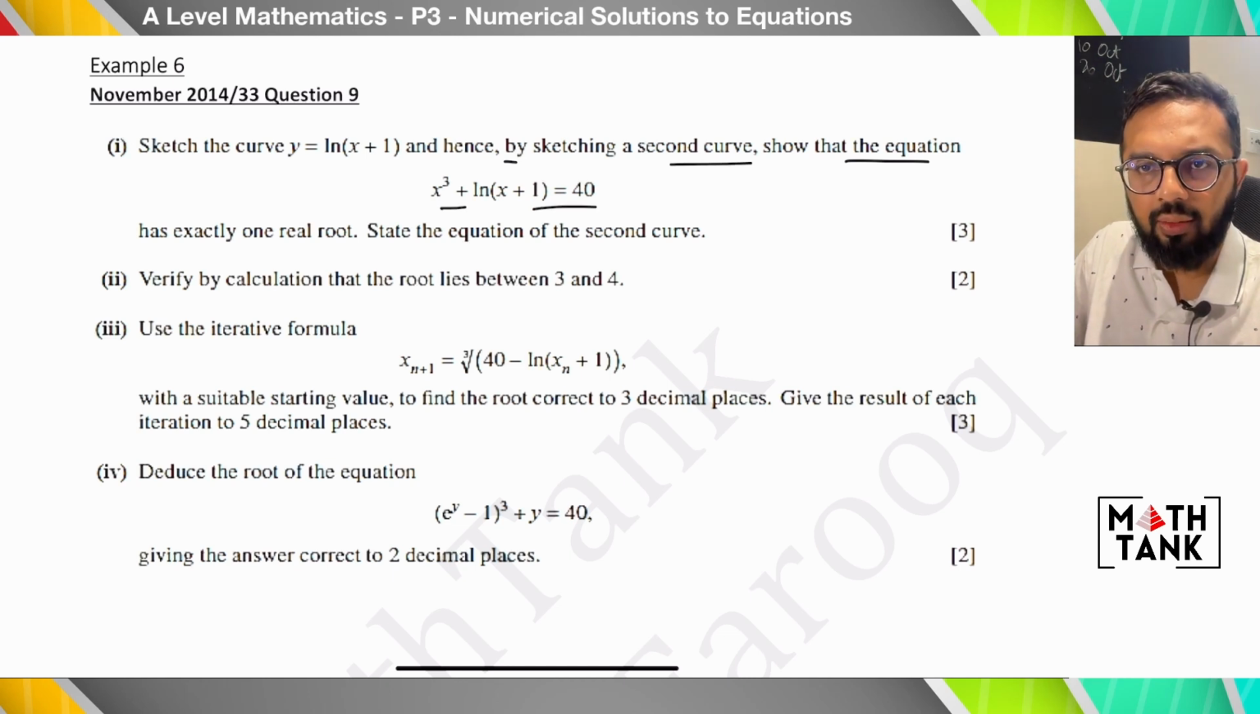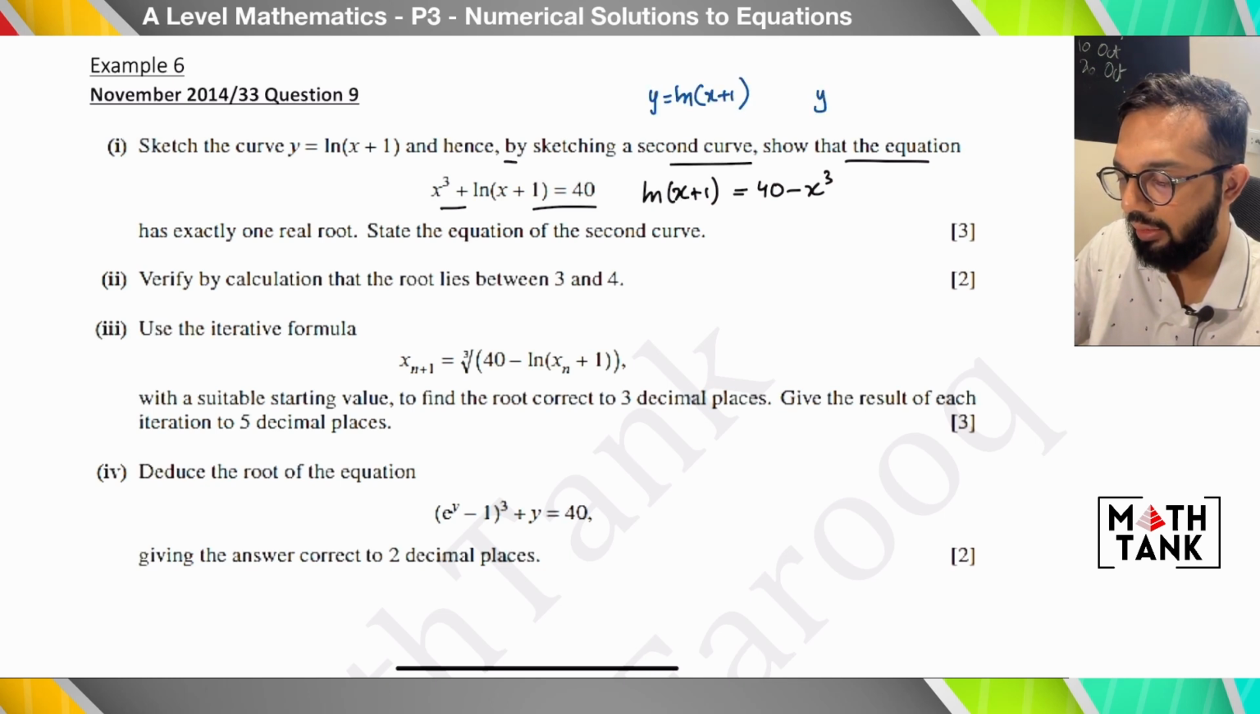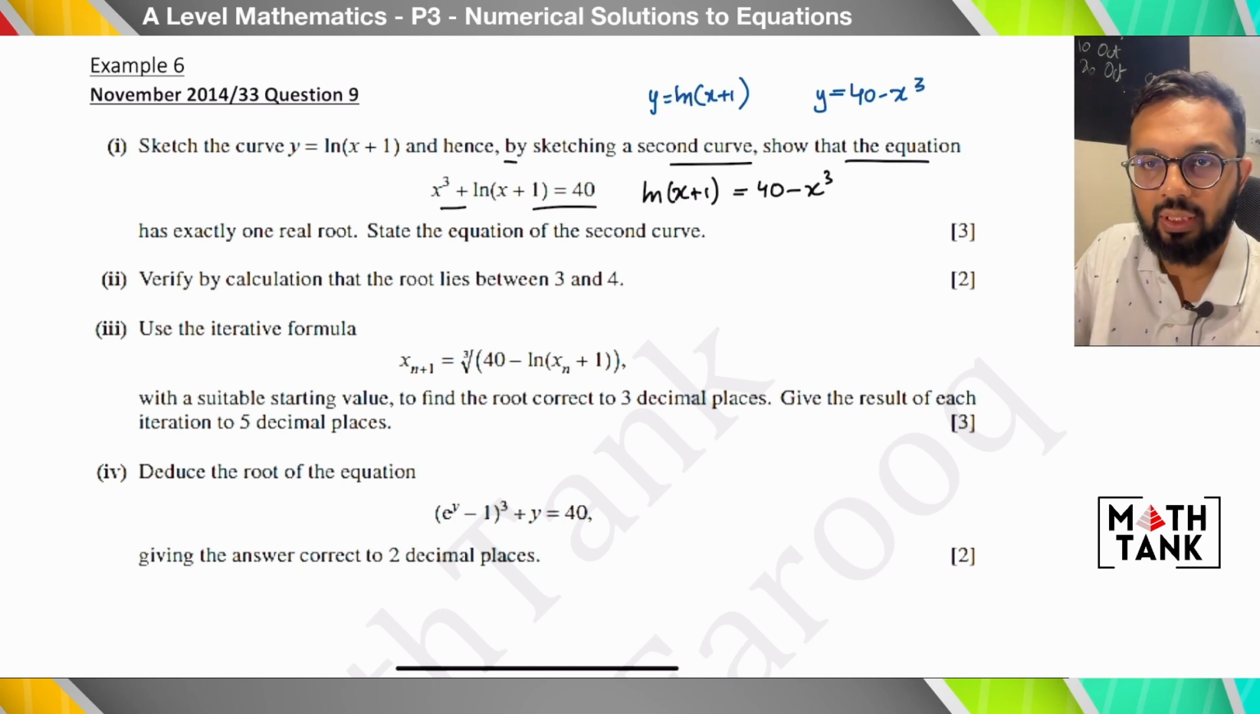equals to that. Now, in order to make this a question on two curves, I'm going to say that the x cube goes to the other side. Now, one curve that I'm talking about is ln x plus 1, and the other curve is 40 minus x cube. What I've done is solved simultaneously and ended up with this equation, which is why I am drawing these two curves to prove that the intersection point of these two curves will be the same as the root of the equation.